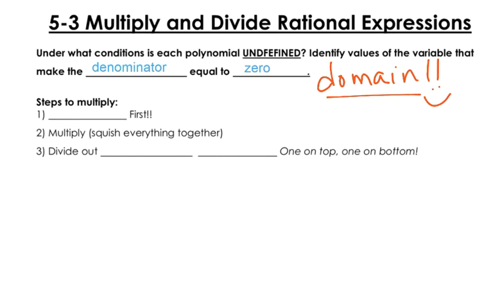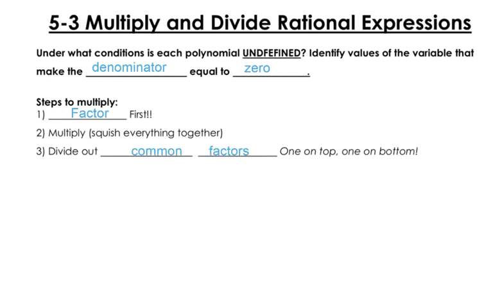The steps that you guys are going to take to multiply: first thing you're going to want to do is factor. Next you want to multiply, or squish everything together. And then finally you want to divide out common factors. So you're always going to look for a factor with one on the top and one on the bottom, just like when we found holes. Let's try some.